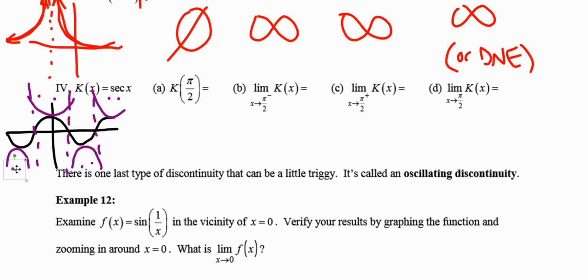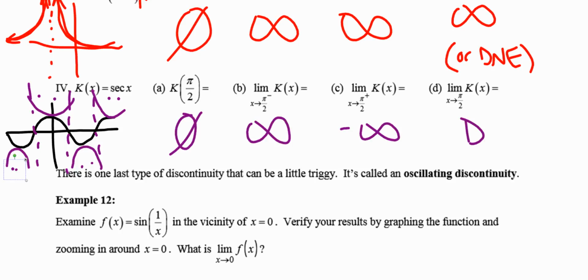All right, so at x equals 1/2, where we're looking right there, it's undefined. From the left side, it's going to positive infinity. From the right side, negative infinity. From both sides, does not exist.